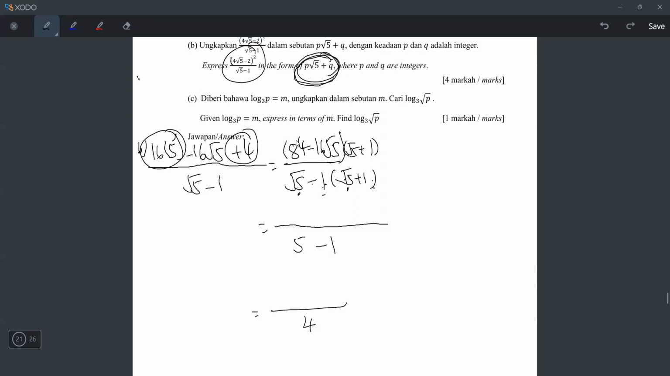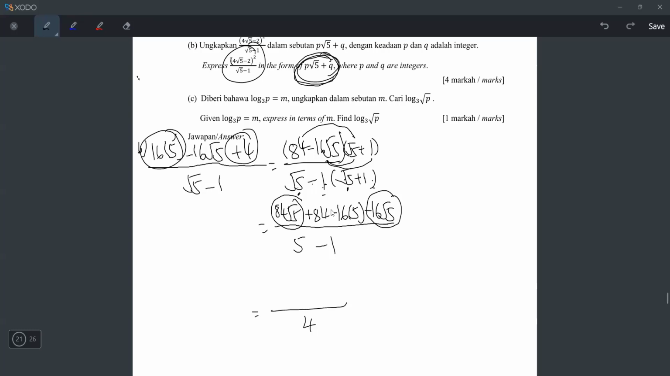But for the atas one, you have to darab slowly lah, one by one, like the traditional way. So 84 times square root 5, 84 square root 5, 84 times 1, 84. And then -16 square root 5 times square root 5, -16 bracket 5. And then negative square root 5 times 1, -16 square root 5. All right, like that. Okay, can you see this 84 square root 5 and -16 square root 5? They both have square root 5. It means these two terms are similar sets. Okay, they are both similar sets.